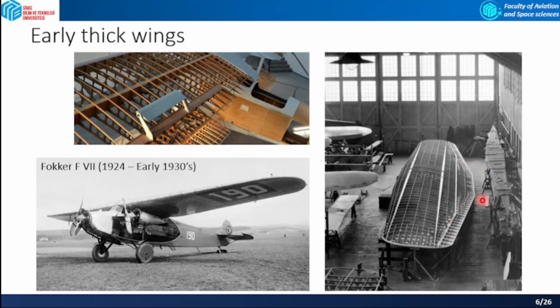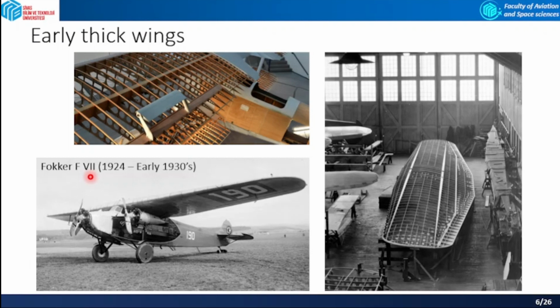The skin of this structure is fabric or textile or plywood, but it's not meant to carry the loads. It's only the wing. A very famous aircraft in those days using such a wing was actually Fokker 7. And this aircraft was very successful in Europe and also in United States.